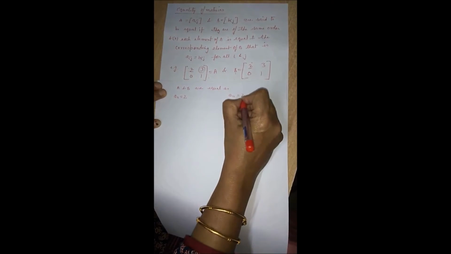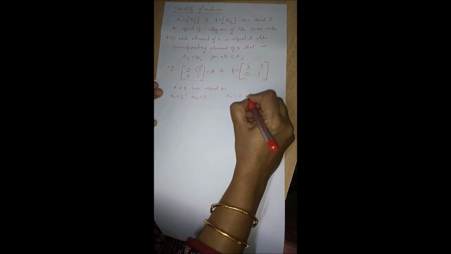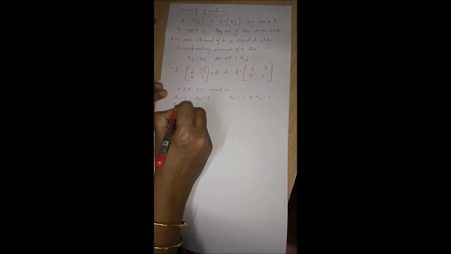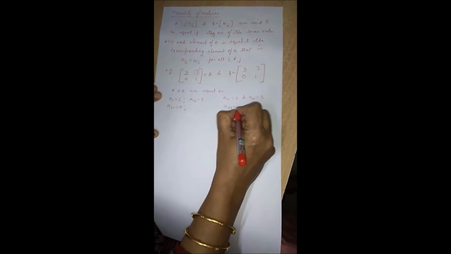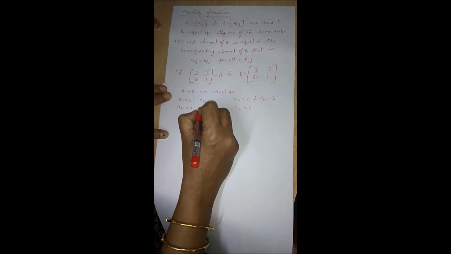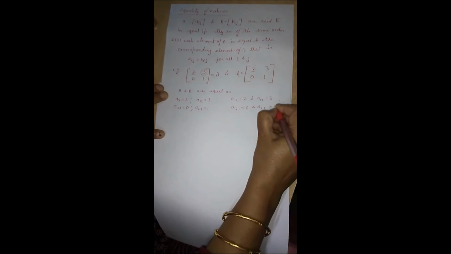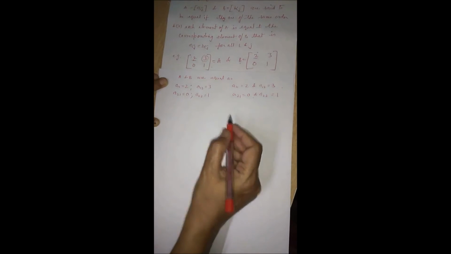A11 of the second matrix is also 2. A12 is 3 and A12 of the second matrix is 3. A21 is equal to 0 and here A21 is 0. Also A22 equals 1 and A22 of the second matrix is also equal to 1. Since each corresponding element of both the matrices are equal, therefore the given matrices are equal.